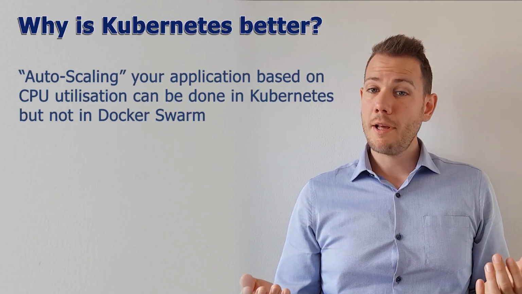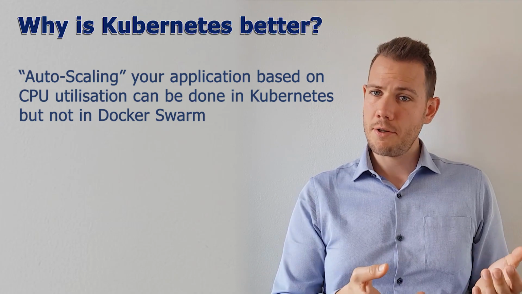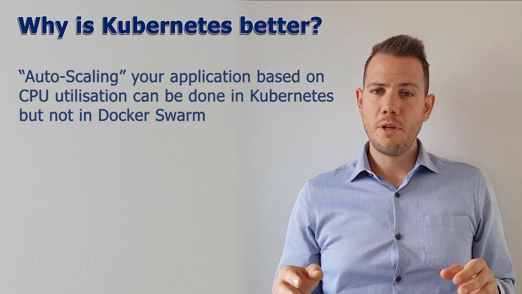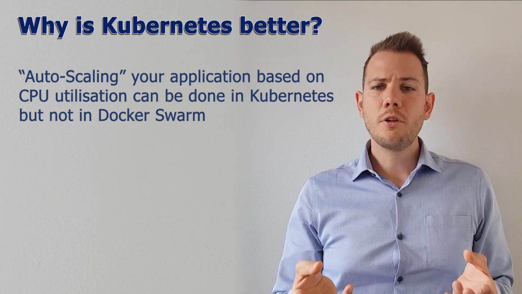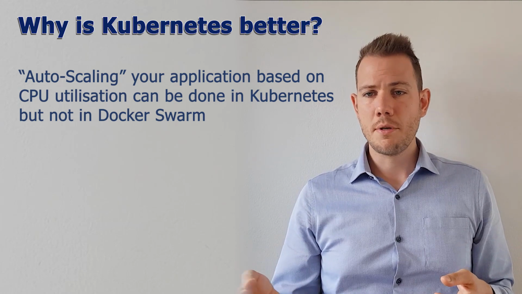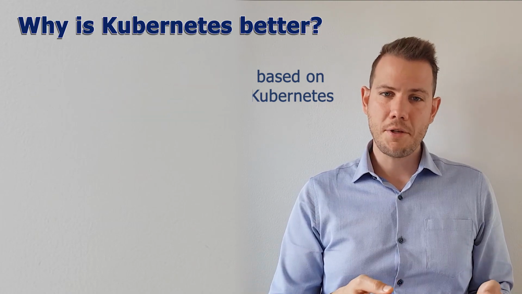Take auto-scaling your application based on CPU utilization. This is something you do with Kubernetes. However, Docker Swarm doesn't support this feature. You would have to monitor your cluster via some other solution and then manually scale your application.